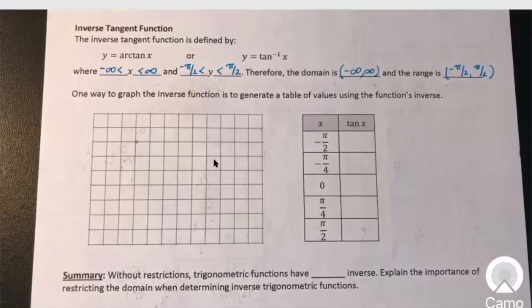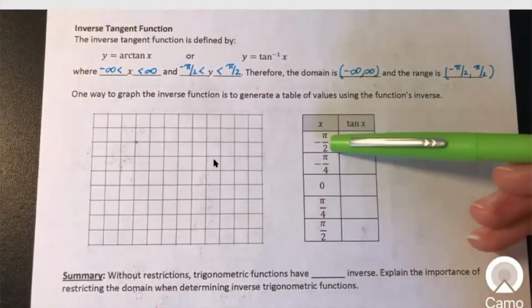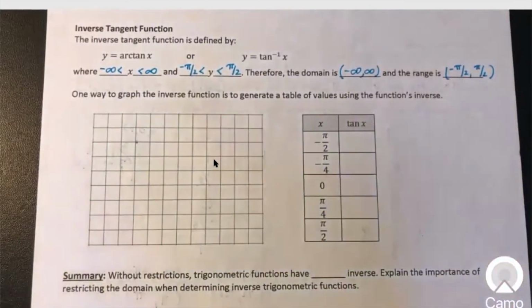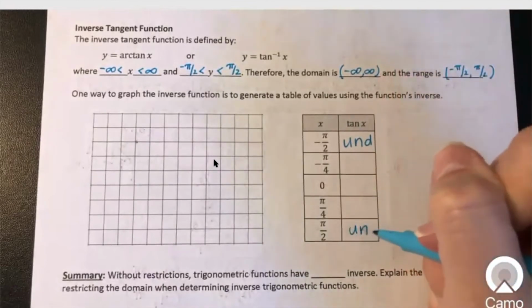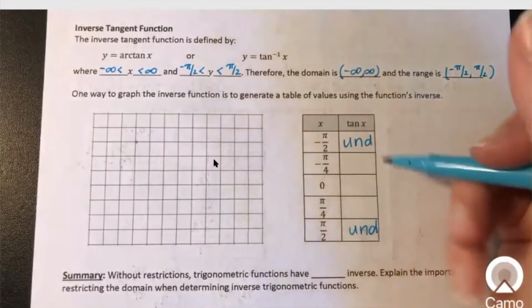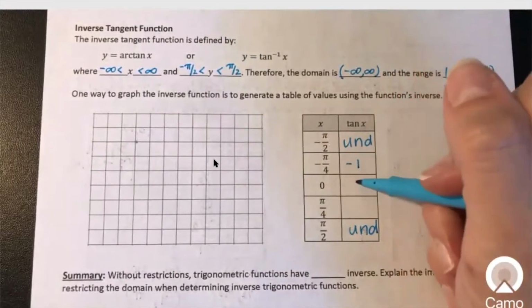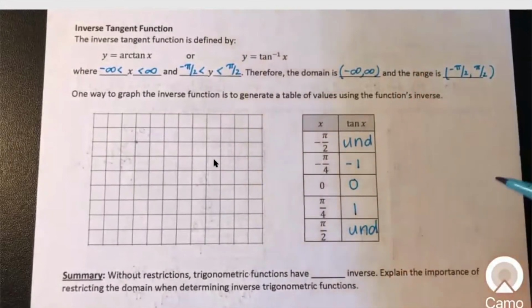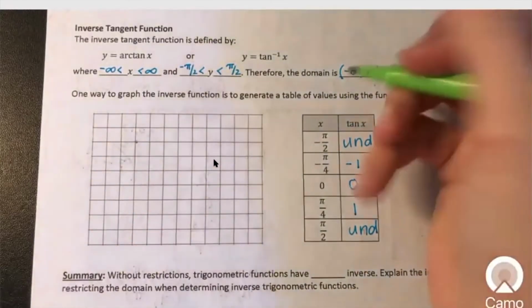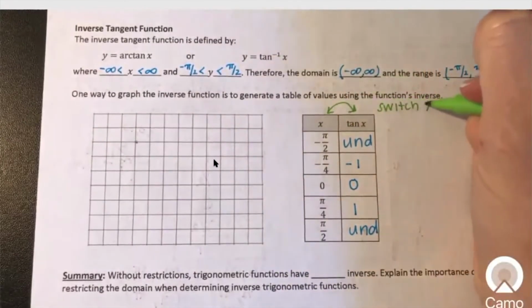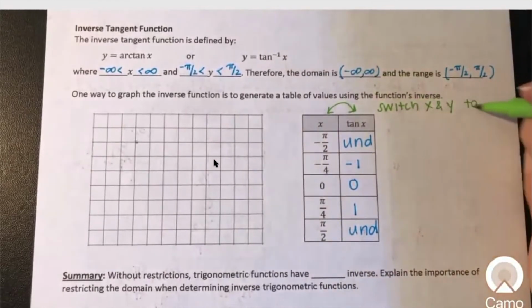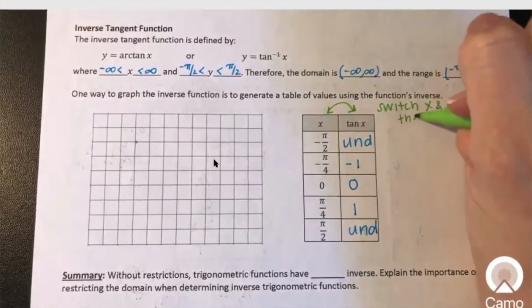And we are going to find the value of tangent for these angles. And you'll notice that these values are actually the same as our parent function. So we know the first and last values are the asymptotes, they are undefined. And -pi over 4 is -1, 0 is 0, and +pi over 4 is +1. And remember, when we are graphing the inverse, we are going to switch x and y. So we switch x and y to get the inverse.